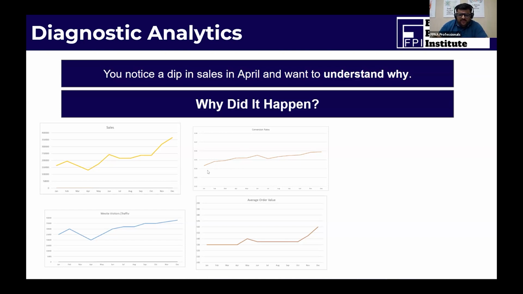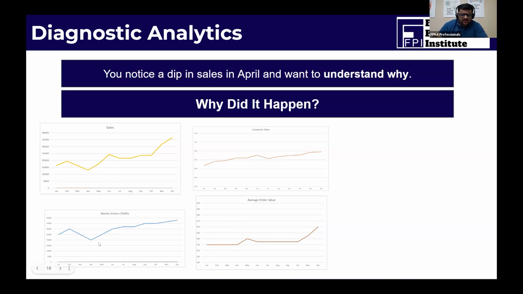So conversion rates haven't fallen in April, right? In fact, conversion rate in April was better than in March. So that could not be the reason why April sales have dipped, because it is improving compared to January, February, March, and in April it is slightly better than the previous month. Again, if I look at the average order value, it has been fairly consistent at 130 rupees or $120 across January, February, March, and April. So that also cannot be the reason why the sales have reduced.